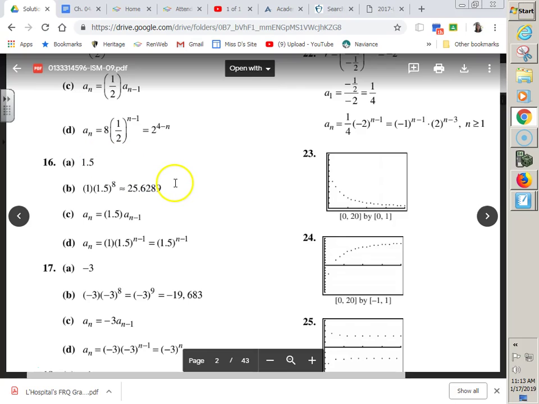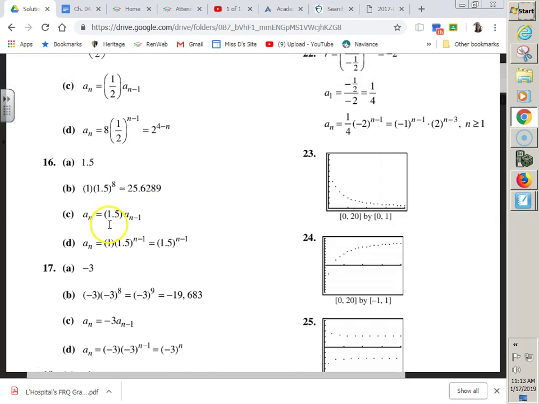1.5, 25.629. 1.5 to the, or times a to the n minus 1. Or it could be 3 halves. I would have done 3 halves. And then 3 halves to the n minus 1. Okay.